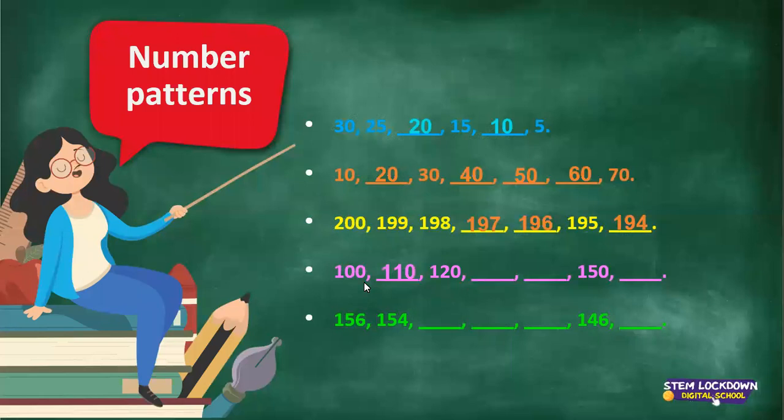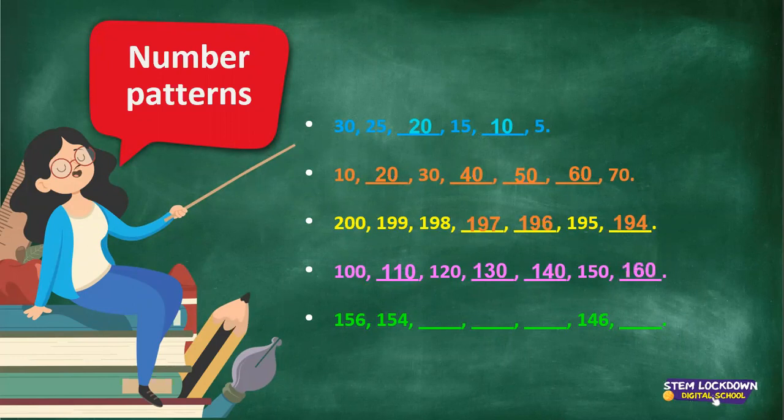100, 110, 120. What's the following one? 130. 10 more, 140, then 150, and 10 more is 160.